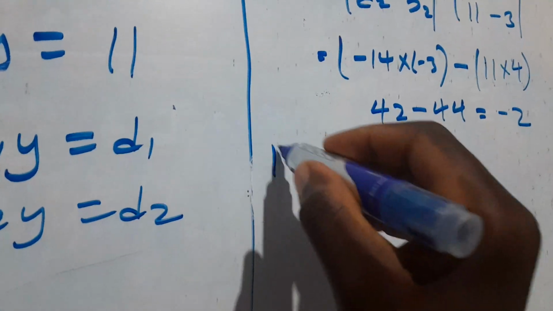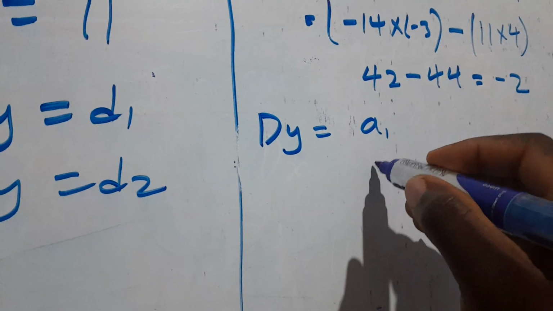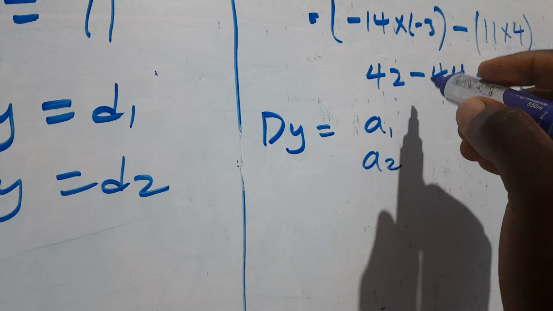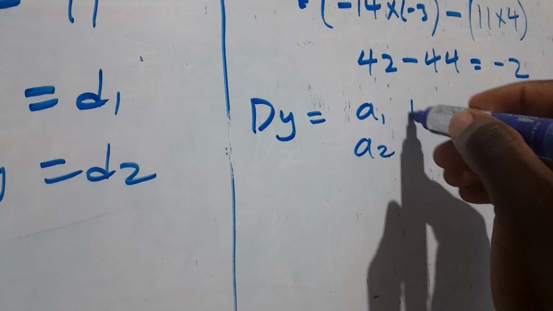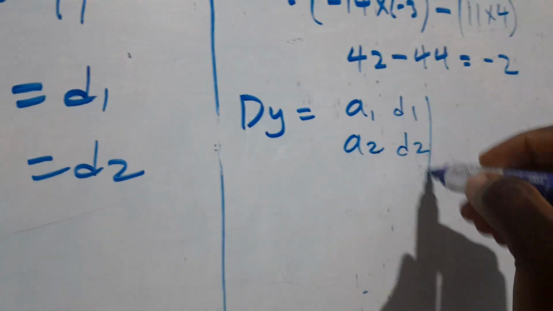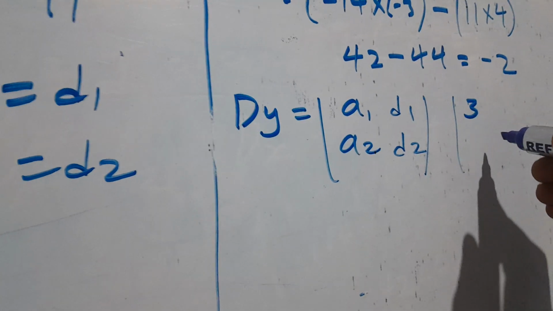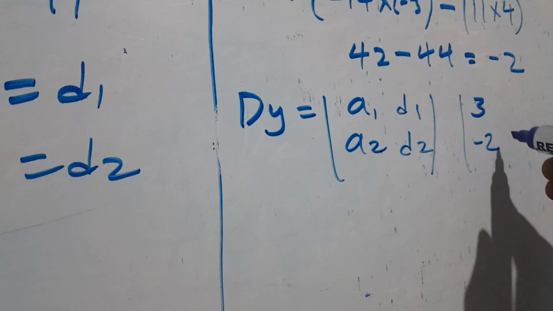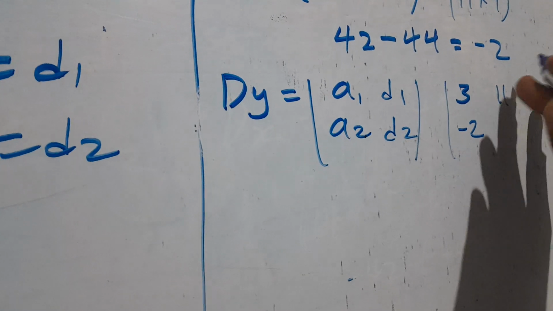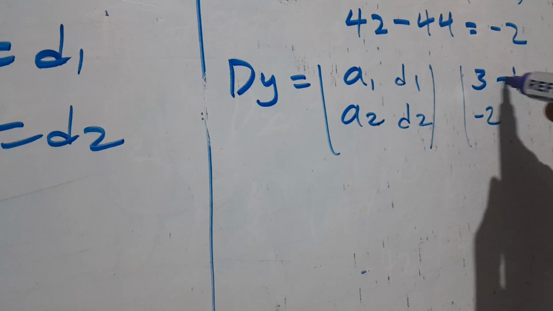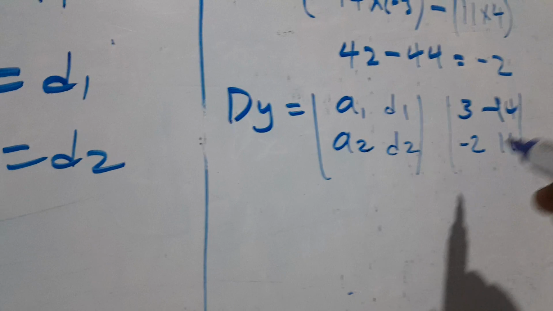We can also go ahead and find the value of dy. Our dy has a1, a2, and we now replace the column of y with d1 and d2. What is our a1? Our a1 is 3, our a2 is 4, and d1 is negative 14, and d2 is 11.